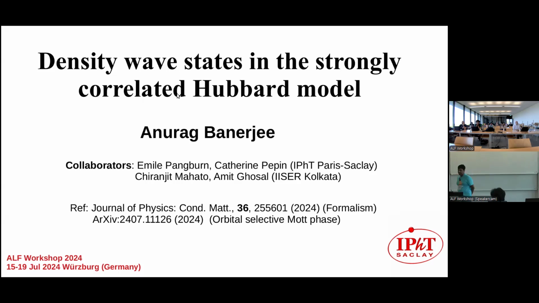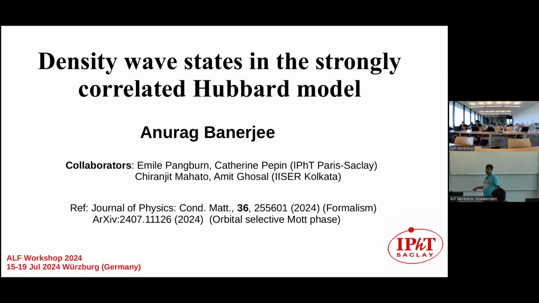Okay, so good morning. I'll talk about density wave states in the strongly correlated Hubbard model. This is a doped Hubbard model where quantum Monte Carlo algorithms are expected not to work because of the sign problem. So there are different approximation schemes that you can use to guess an answer which might or might not be correct. I'll propose a formalism which was first proposed by Hubbard in 1965.